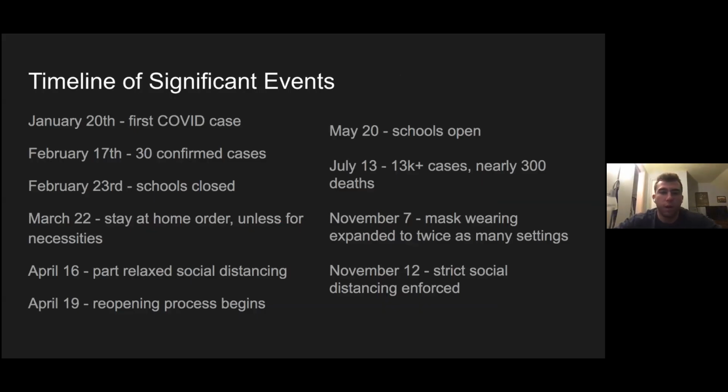So on January 20th, they had their first confirmed COVID case, and it took about a month for them to have a lot more, which is when they had 30 cases. Then about a week later, they decided to close all their schools, which is odd, though, that it took them another month to place stay-at-home orders.